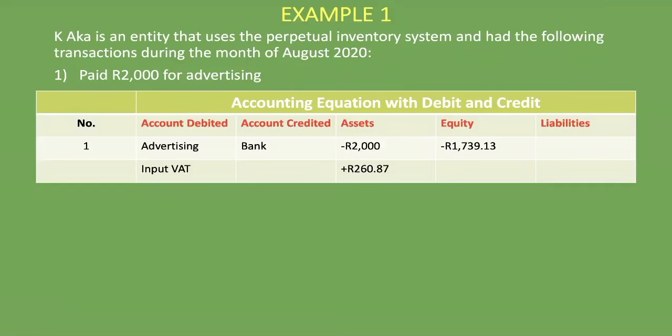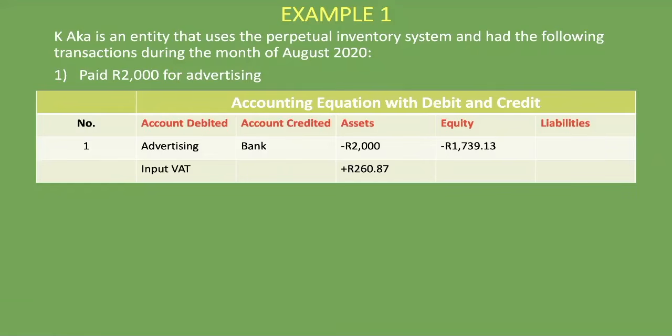And as you can see here, our assets must equal equity plus liability. So you can see on the asset side, we have minus 2,000 Rand and plus 260 Rand 87 cents. That gives us a sum of minus 1,739 Rand 13 cents. And you can see it's the same. Our assets equal equity plus liability. So you always check for that whenever you're doing your accounting equation after every transaction.